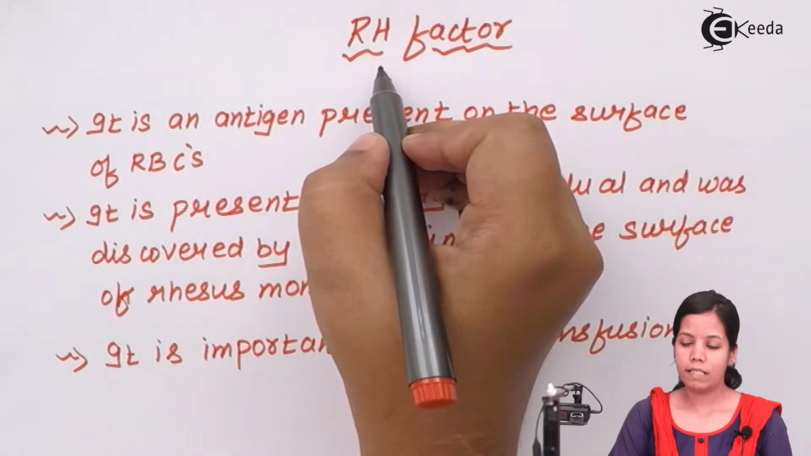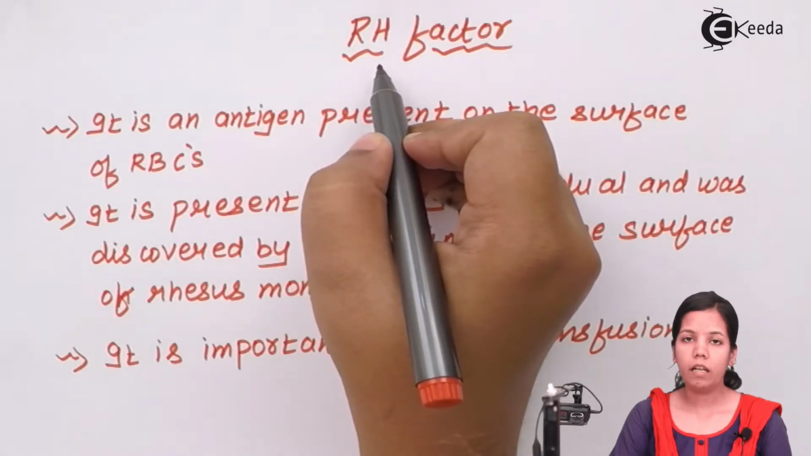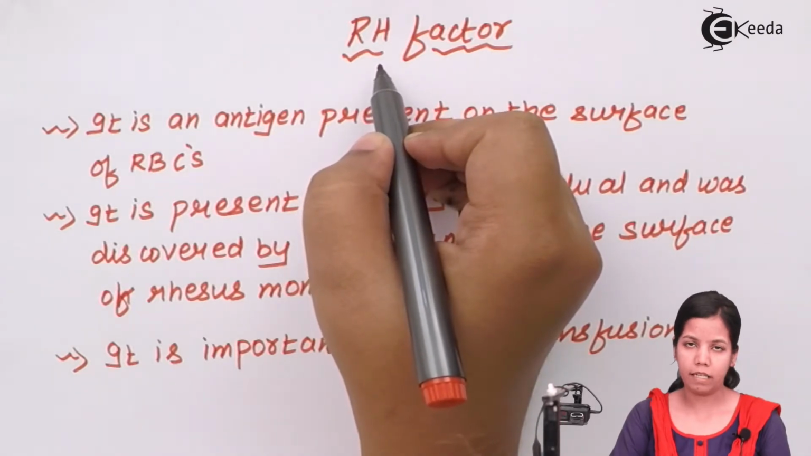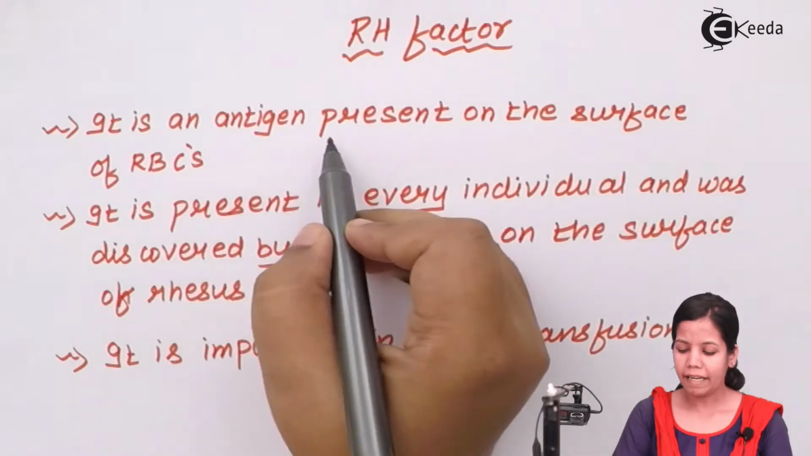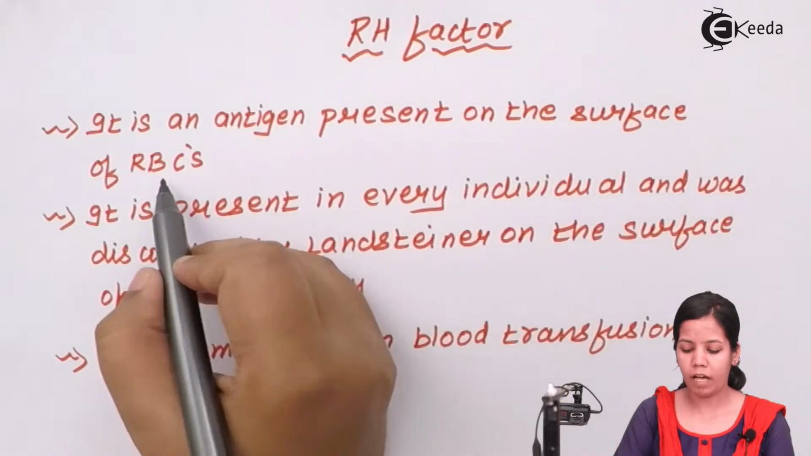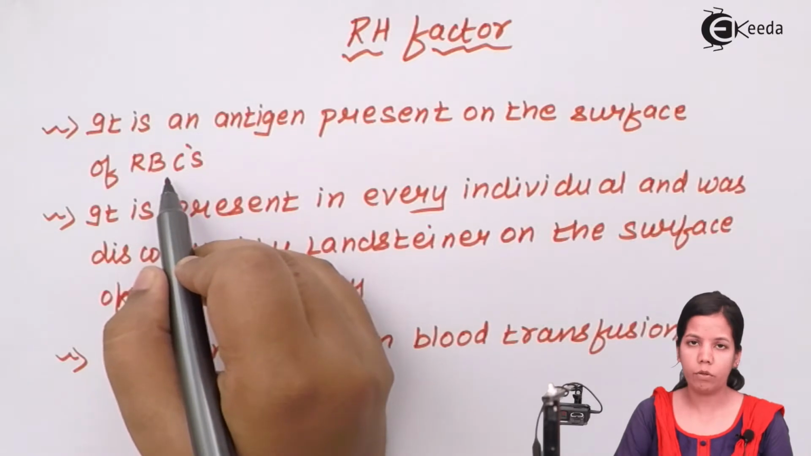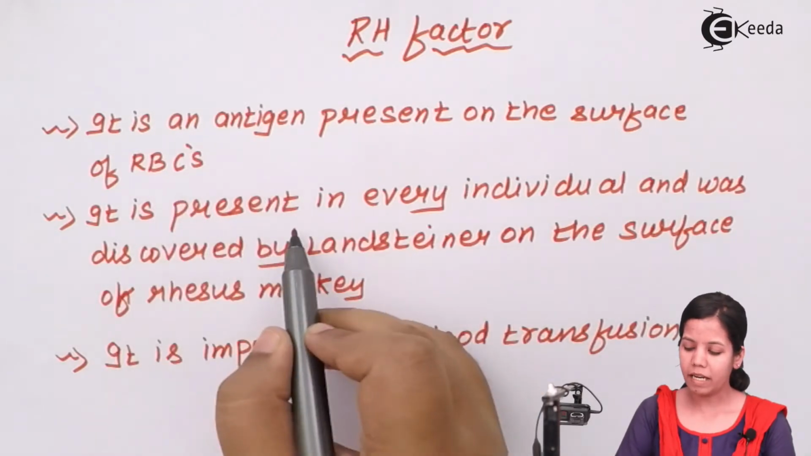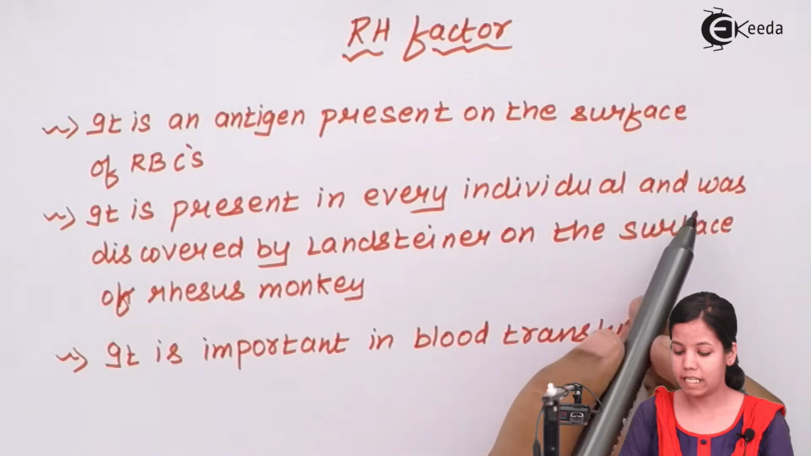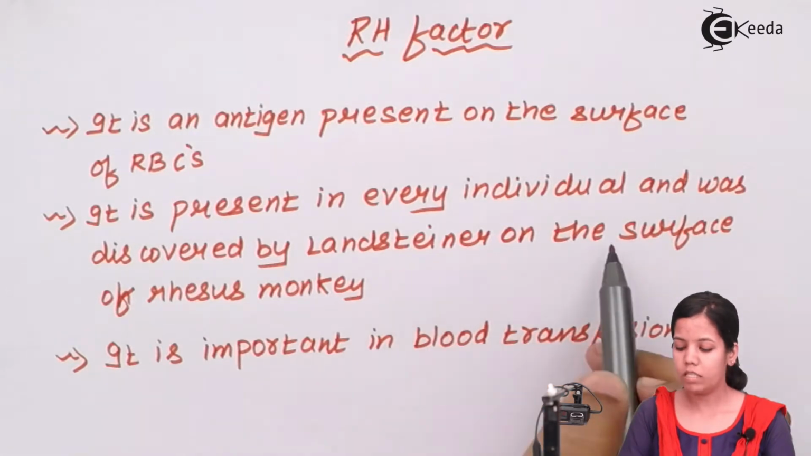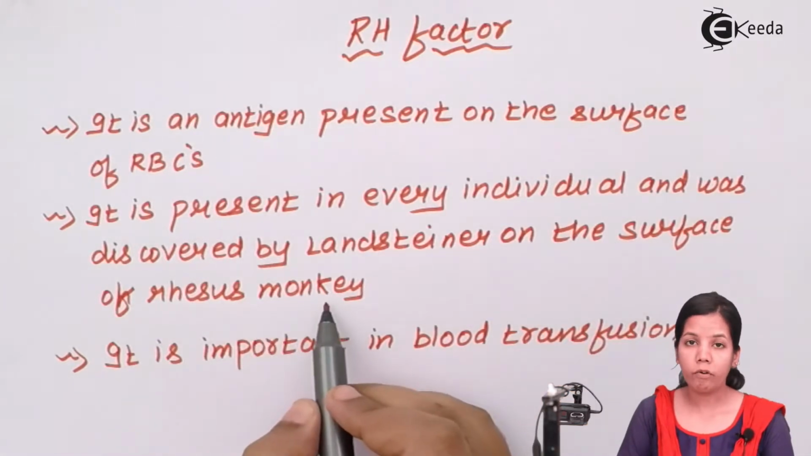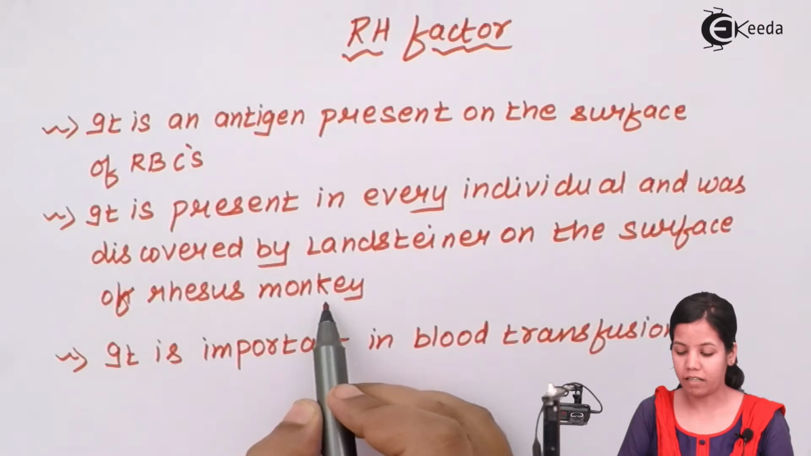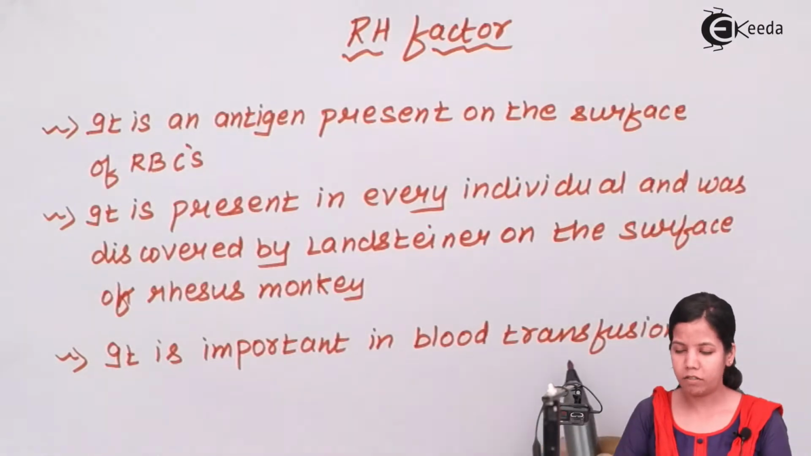Rh factor or the rhesus factor that every individual on earth would have on their blood cells or RBCs. It is an antigen that's present on the surface of RBCs or red blood cells or erythrocytes for that matter. It is present in every individual and was discovered by Landsteiner on the surface of rhesus monkey. From there the name was derived, Rh factor. It is important in blood transfusion.